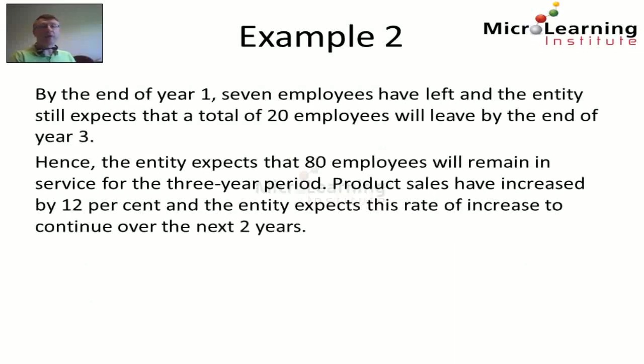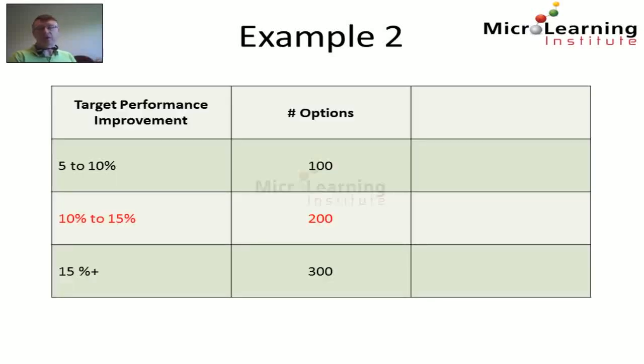Now, we're told that by the end of year 1, 7 employees have left, and the entity still expects that a total of 20 employees will leave by the end of year 3. Hence, the entity expects that 80 employees will remain in service for the 3-year period. Product sales have increased by 12%, and the entity expects this rate of increase to continue over the next 2 years. So we can see that the 12% product sales increase is between the 10 and 15% threshold, so that would suggest that each employee will be entitled to 200 options.